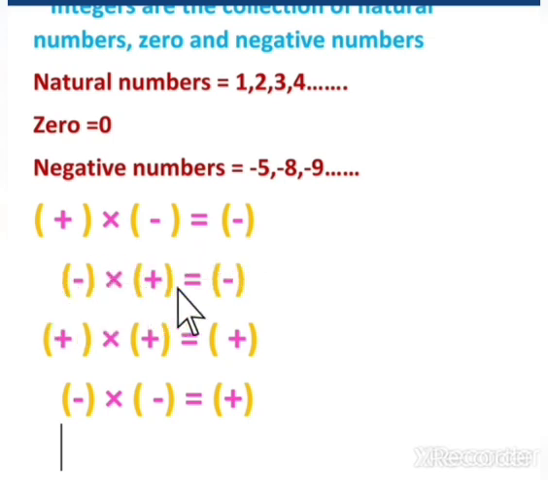And minus into plus is minus. If you multiply different signs, the answer will be negative.